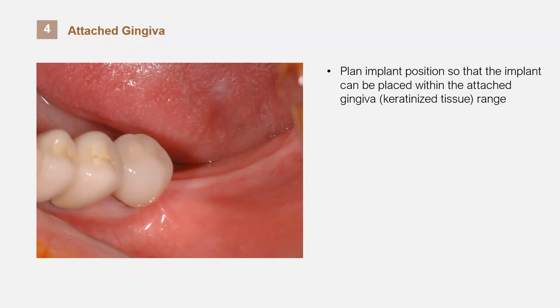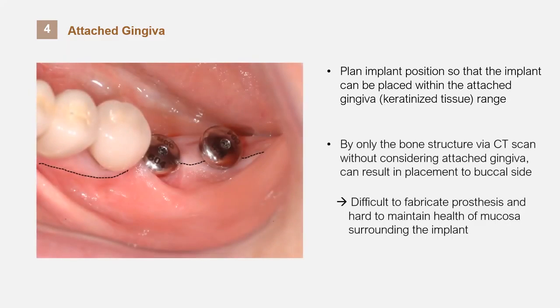Additionally, it has to be planned so that implant is placed within the range of attached gingiva at the most. The attached gingiva plays an important role for the implant and natural teeth. If the implant is positioned by only considering the bone structure and not considering the attached gingiva, there is high possibility of placing the implant towards the buccal side. If this happens, it will be difficult to produce prosthesis and maintain the health of mucous membrane around the implant.